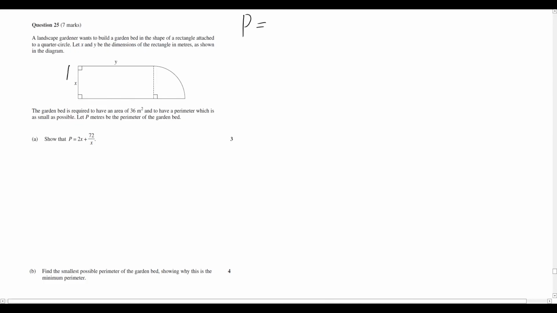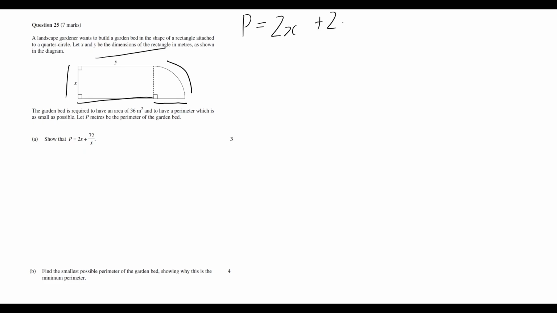So the perimeter, let's see, we've got x plus y plus a y. This is also going to be x down here, since that's the same as the radius there. And then we have this arc length over here. So now the perimeter is going to be equal to 2x plus 2y.